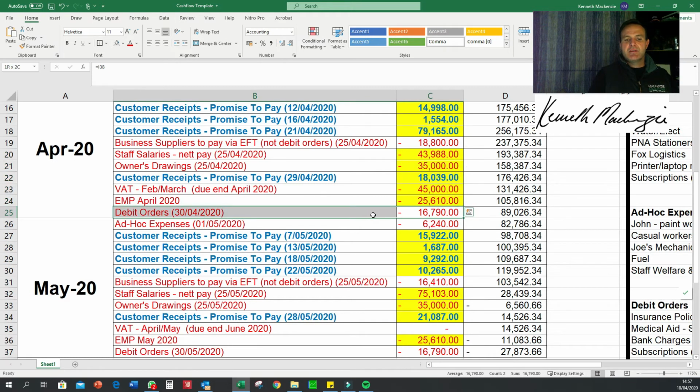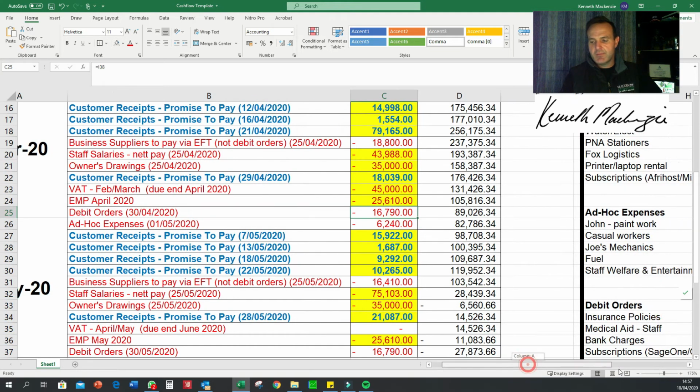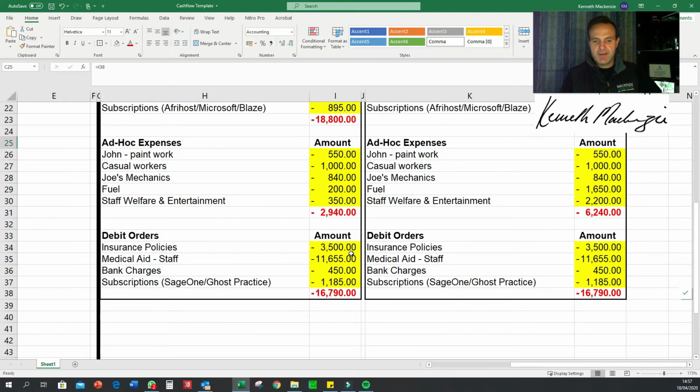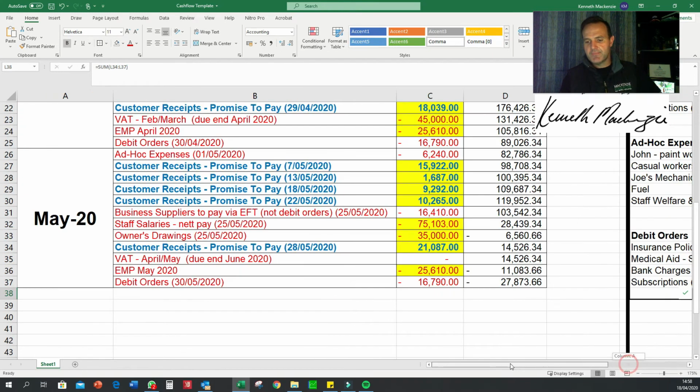And at the end of the month, on the 30th, or on the last day of the month, we're going to have debit orders running off our business account. That we'll get from the debit orders that we've listed below. Right, we have the 16790 here.